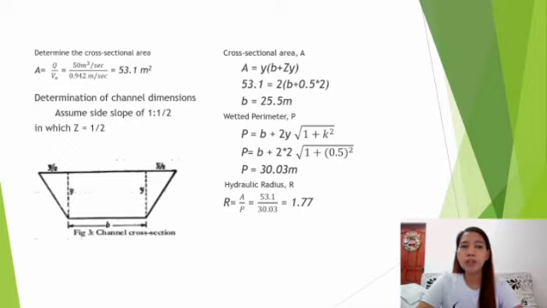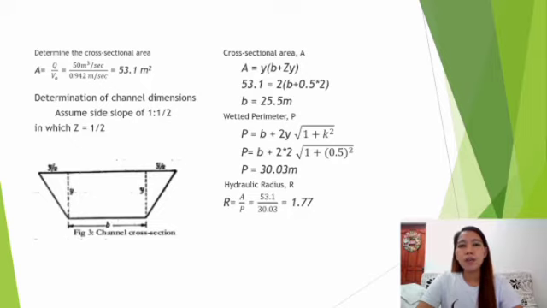So for the cross-sectional area, we have 53.1 square meters. After that, we need to determine the channel dimension. Assume that we have a side slope of 1:1/2, so our Z is equal to 1/2. Given this cross-sectional section, we also have the area from the equation earlier for a trapezoidal section.